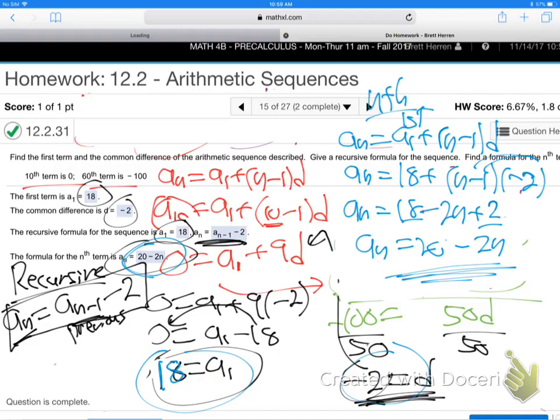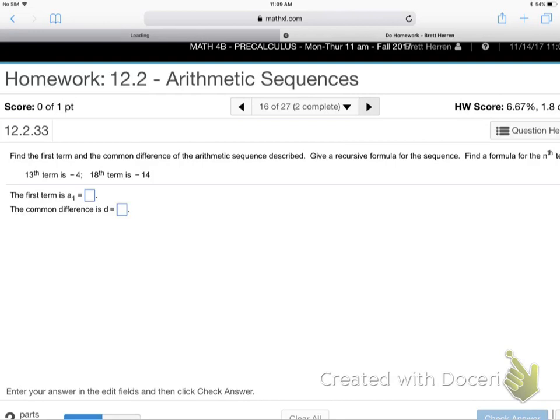I'll try one of those. Okay, so they're telling me, put it up here, the 13th term is negative 4, and they're telling me the 18th term is negative 14. There they are. So try this with me. Write the two formulas. A sub n is a1 plus n minus 1 d kind of thing, right? For both of them.